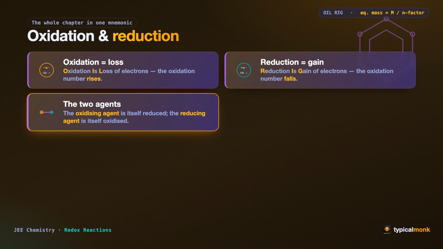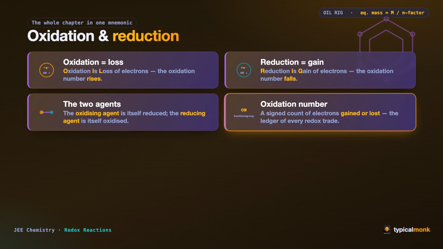Then, the two agents. The oxidizing agent is the one that is itself reduced. It takes the electrons. The reducing agent is the one that is itself oxidized. It gives them away. And the oxidation number itself, a signed count of the electrons a species has gained or lost. It is the ledger in which every redox trade is recorded.